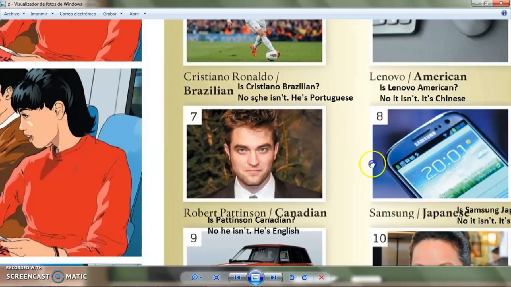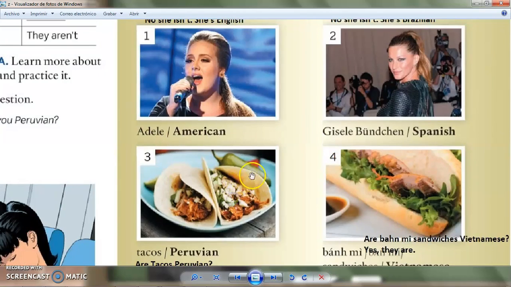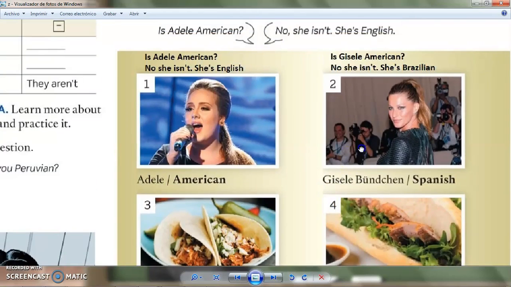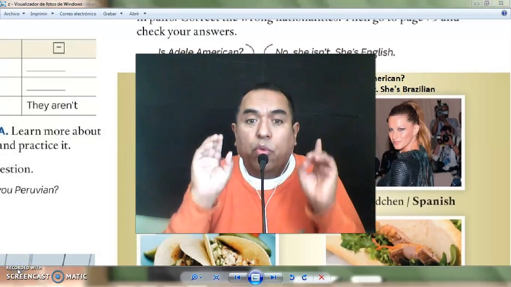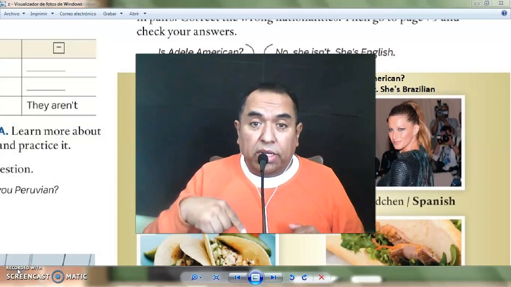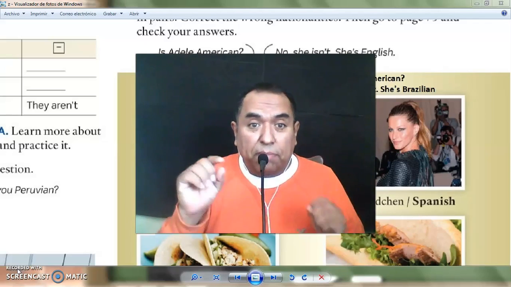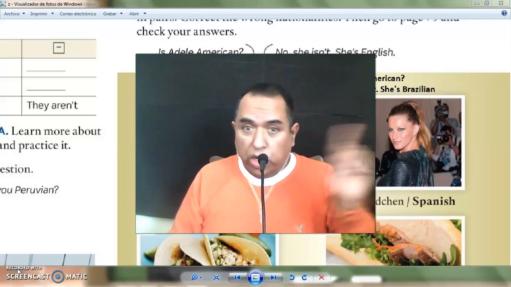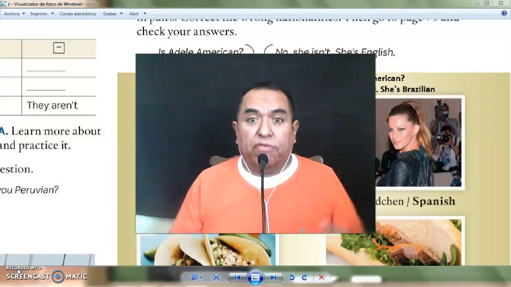The next part, if you don't know the nationality of each of these things that we have here, either a person or a thing, it's irrelevant. The important part is that you can structure the conversation like this, that you can form the question using the verb to be in front. Is Adele American? No, she isn't. She is English. Is Gisele Bündchen American? No, she isn't. She's Brazilian. And so on with the rest of them.